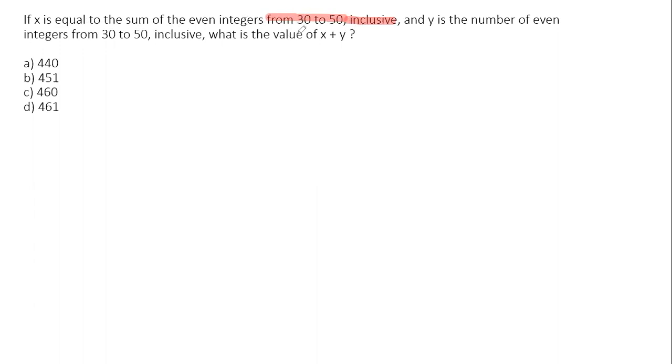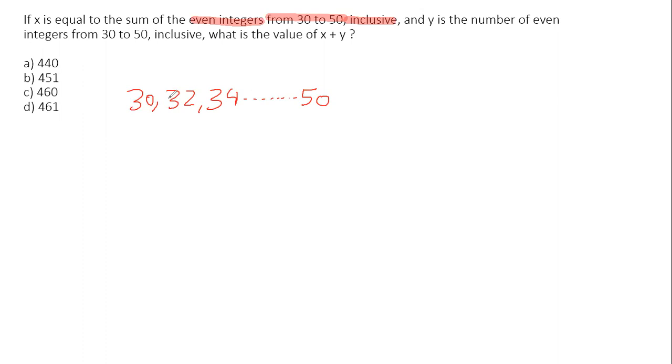Now let me create the series first. So I'm only concerned with even integers from 30 to 40. So if I say the first even integer will be 30, the next even integer will be 32, the next will be 34, so on and so forth. And the last even integer till 50 is 50. So I can clearly see the common difference is the same here.